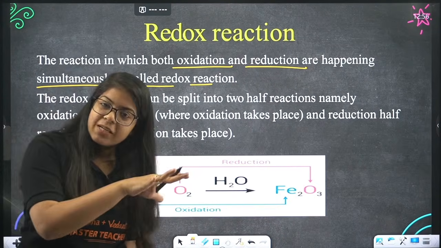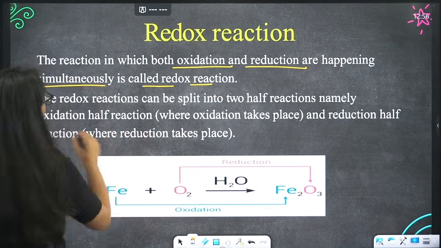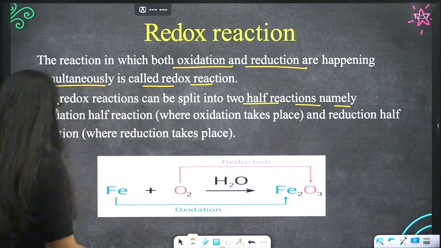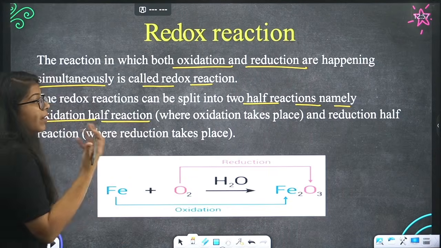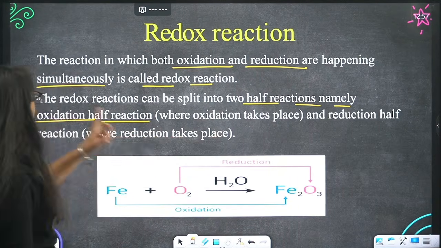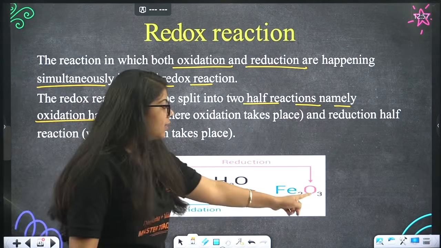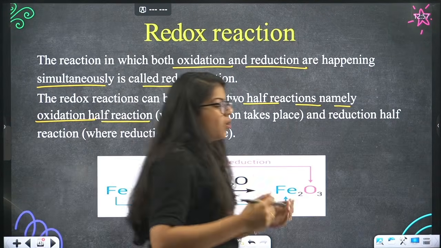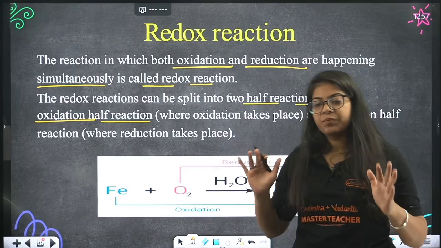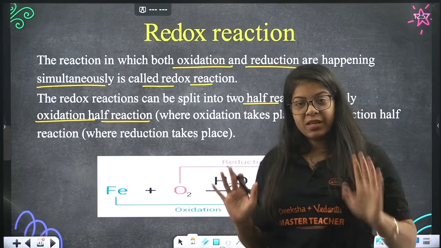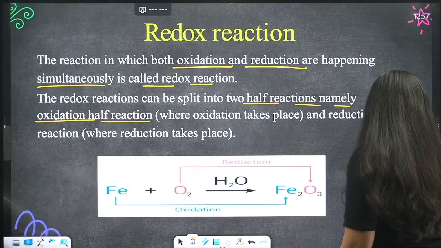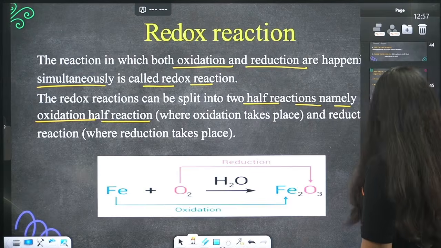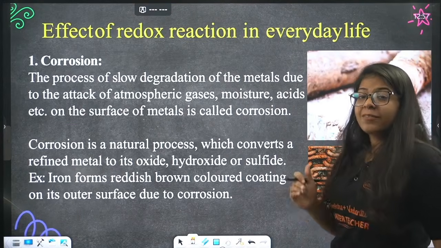That is the whole essence of the redox reaction. That means oxidation is happening and reduction is happening. So redox reactions can be split into 2 half reactions, okay? Namely, the oxidation half reaction where oxidation takes place, and the reduction half reaction where reduction takes place. Done, beta? That is the whole process of redox reaction. Now there are some topics that are left to learn. Let's do these topics, then we'll do some very good questions.